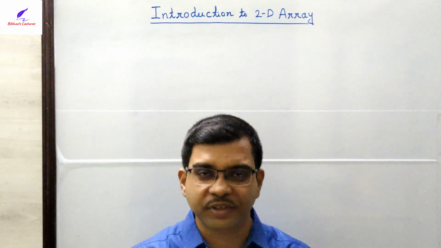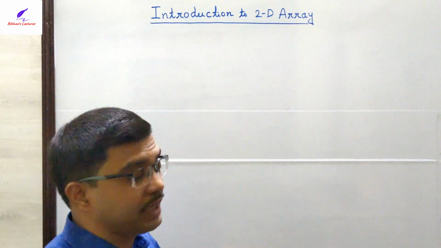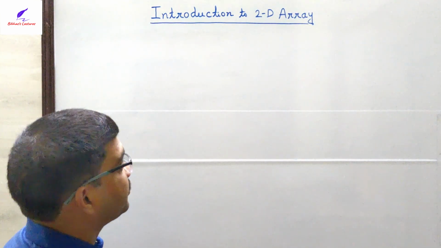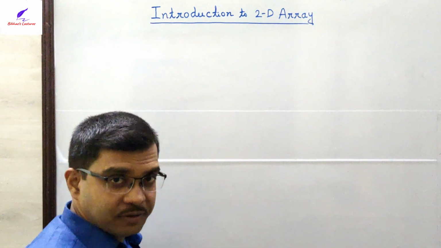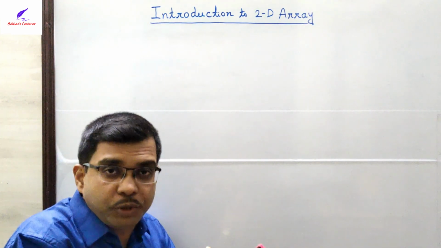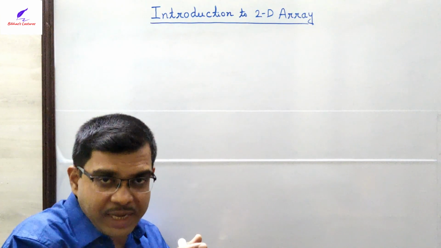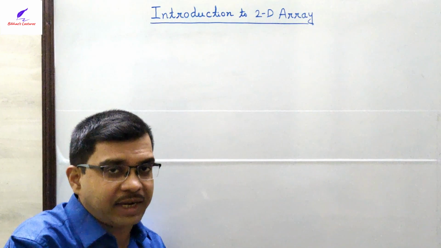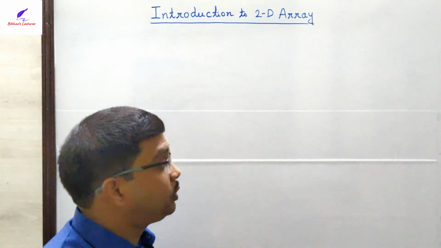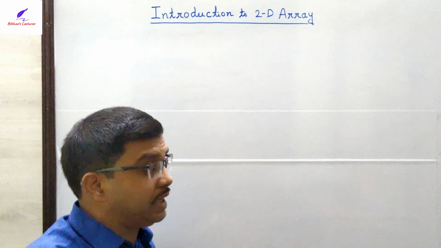So today we are going to discuss a very important topic that is called 2D array. From the name you can easily understand that 2D stands for two dimension. So whenever you are going to define or declare a 2D array, you have to mention two different dimensions. One dimension is for row and another dimension is for column. First we will check how to declare a 2D array.